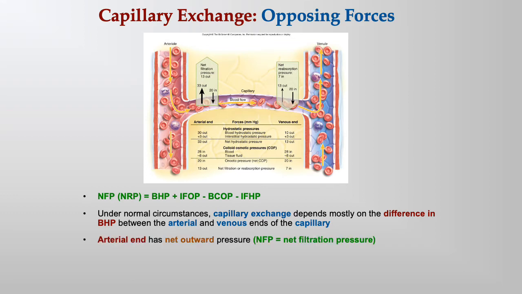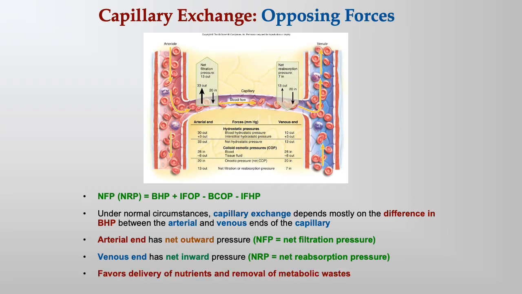So the arterial end normally has a net outward pressure, and NFP equals net filtration pressure. The venous end has a net inward pressure, NRP is net reabsorption pressure. So it's actually easier than it first might sound. It's basically just a matter of the fact that you've got a lot of pressure going out on the arterial side, whereas the pressure is coming in on the venous side. Therefore, the nutrients and the good stuff goes out, and the bad stuff gets pulled in, okay?